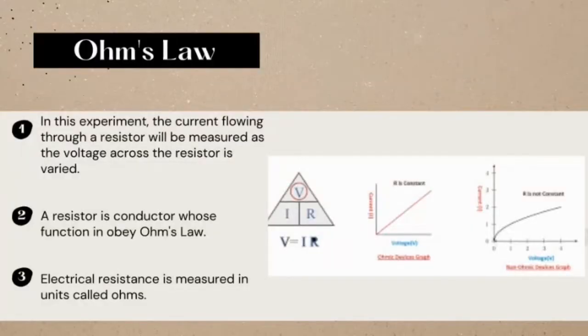In this experiment, the current flowing through a resistor will be measured as the voltage across the resistor is varied. A resistor is a conductor whose function is described in Ohm's law. Electrical resistance is measured in units called ohms.